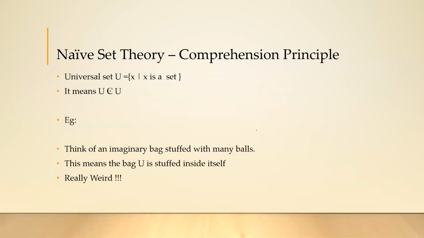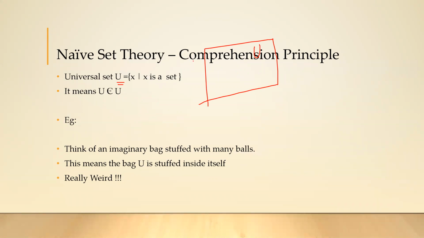In continuation with the barber's paradox, let's see something called the naive set theory comprehension principle. Now you all know, what do you mean by a universal set? A universal set contains many elements which are components in the set. So you say it is a universe. It contains elements of everything. It contains all the elements. You call it a universe.